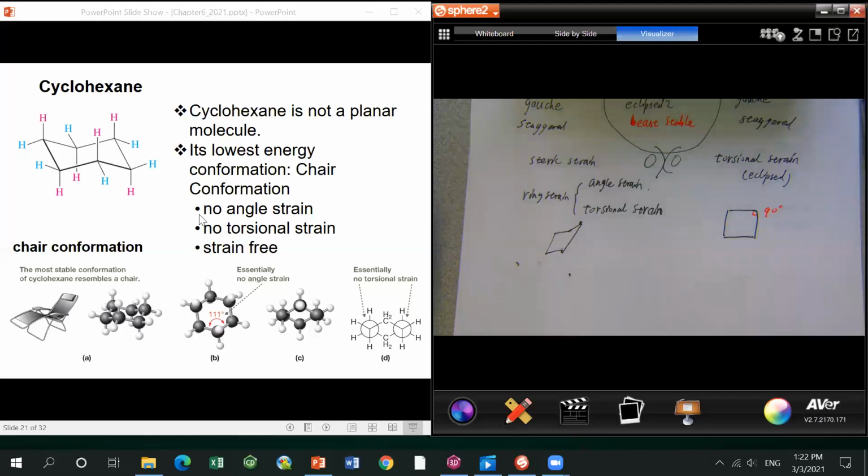And also, if you look at the Newman projection for cyclohexane, we look at it from this direction. These two are bridged carbons, and then you will find that all the C-H bonds are staggered. That greatly releases all the torsional strain, and the whole molecule has no strain. That's pretty nice, very stable, strain free.